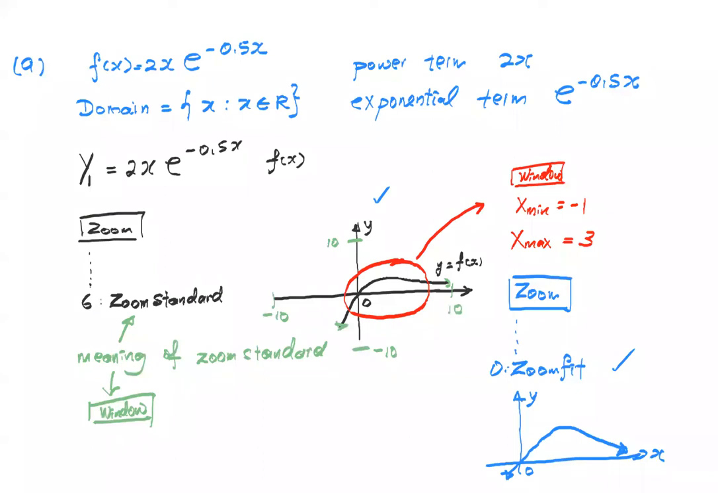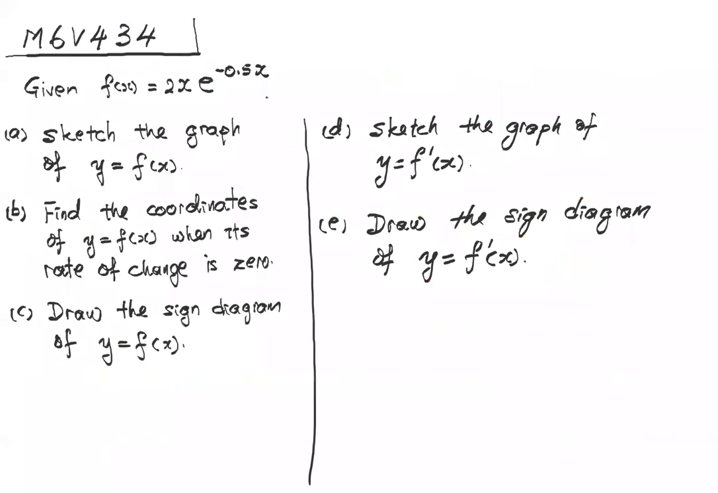So the reason why I want to make the maximum point very obvious is because of part 2 of the question. Find the coordinates of y equal to f(x) when the rate of change is 0. What do you mean by rate of change is 0? So let me go. This is my y equal to f(x) graph. I'm going to explain part B from the graph.